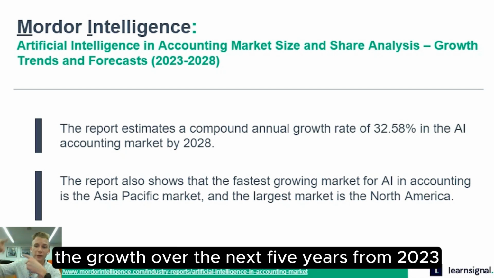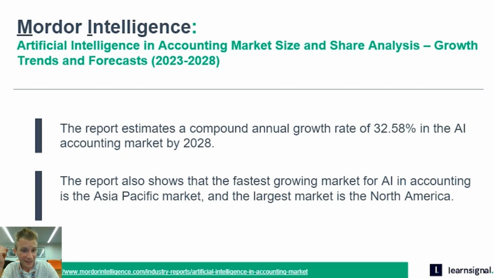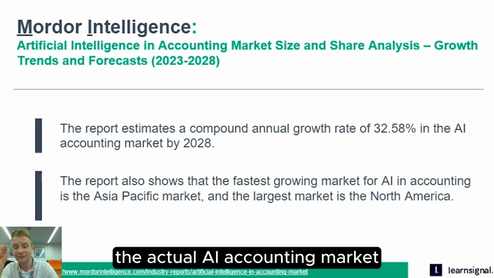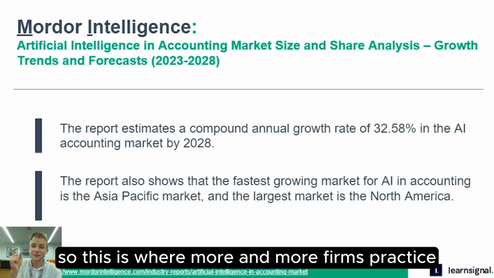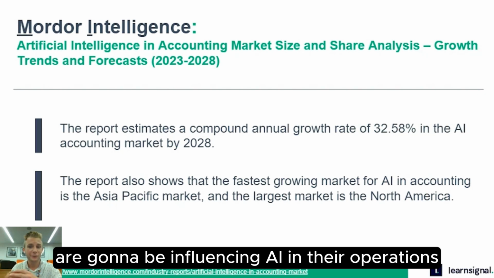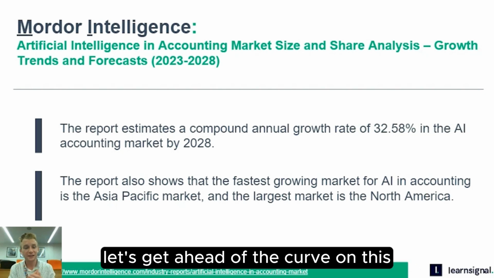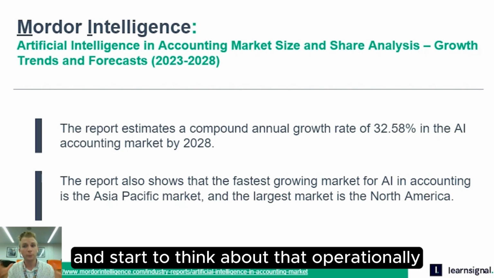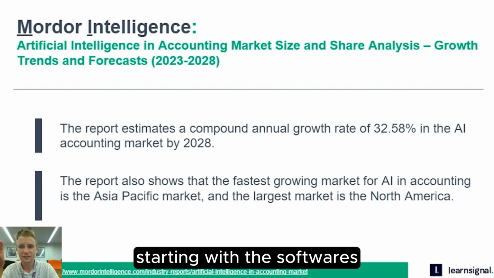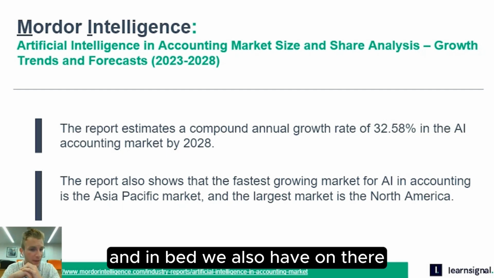So in other words, the growth over the next 5 years from 2023 to 2028 is going to be over 32% in terms of the actual AI accounting market specifically. So this is where more and more firms, practice, and industry are going to be implementing AI in their operations. So maybe you could be looking at that as, let's get ahead of the curve on this and start to think about that operationally, that we touched on, starting with the software, and then also what other third parties could we use and embed.